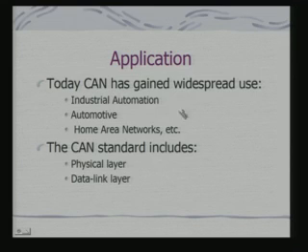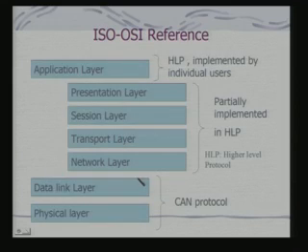So, CAN is used, as we shall see later on, in many applications: industrial automation, automotive, that is the car, and home area networks. The CAN standard basically specifies the physical layer and data link layer. So, these parts are defined by the CAN protocol, and these are part of a higher level protocol which may be implemented by a particular manufacturer.